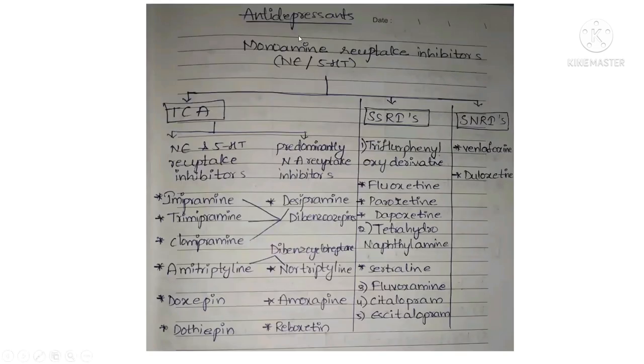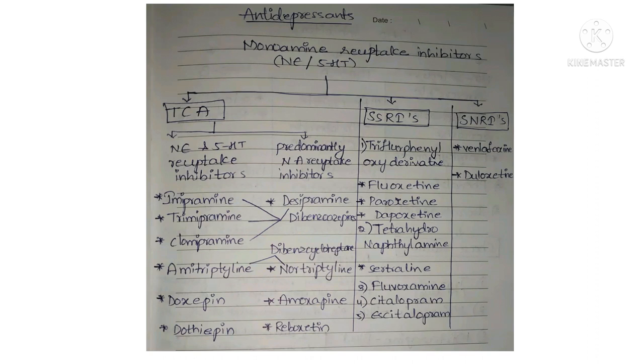So here, antidepressants. It is due to the deficiency of norepinephrine and serotonin neurotransmitters. So what we have to do is increase their levels at the receptor site. First, to increase their levels, we should inhibit their reuptake. The first point is monoamine reuptake inhibitors. They are reuptaken by presynaptic nerve terminals, so first we have to inhibit that. The second one, we have to inhibit their metabolism. These neurotransmitters are metabolized by monoamine oxidase enzymes, so we have to inhibit those enzymes so that we can increase their levels at the receptor site.